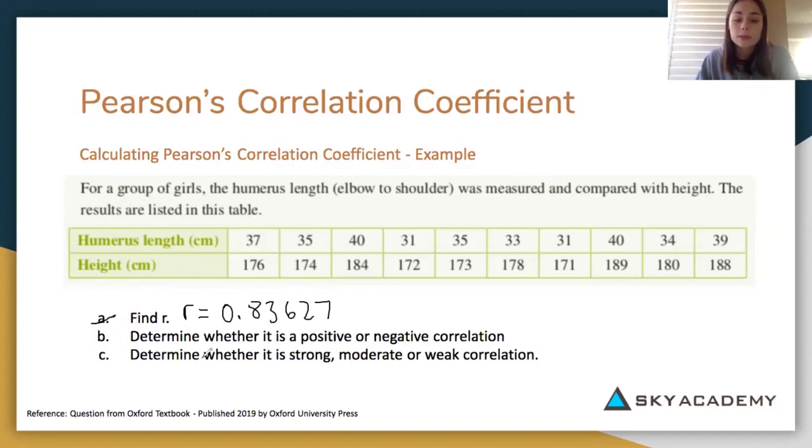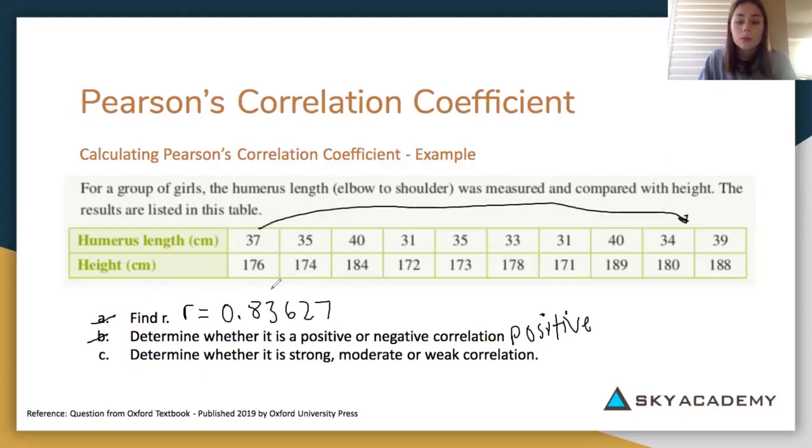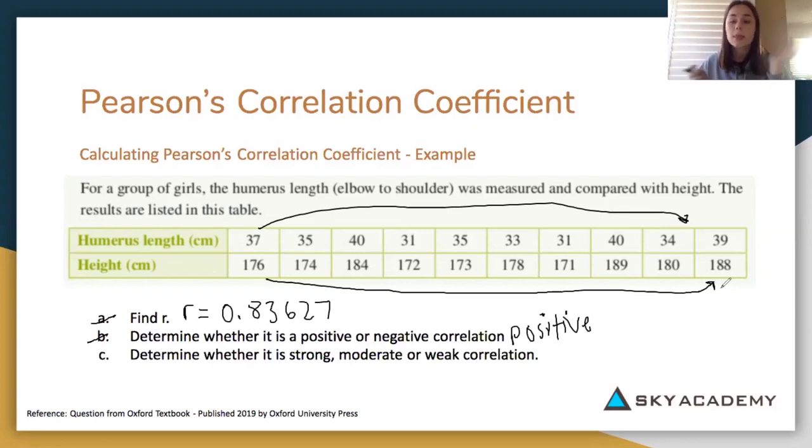Determine whether it is a positive or negative correlation. Well, 0.8, there's no negative sign out the front, so it's definitely positive. And we can also determine whether it's positive by looking at our values here. As we're increasing from 37 to 39, we're also increasing on our y-axis from 176 to 188. So if they both increase together, that's positive, whereas if one increases and one decreases, that's negative.